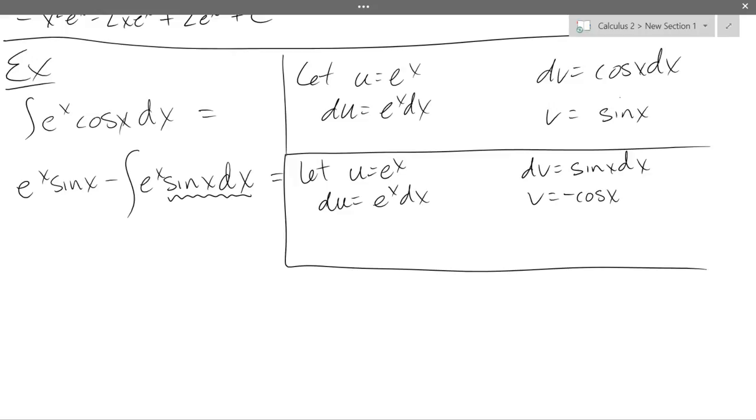So I did my guess and check antiderivative on sine. I guessed cosine, but it should be negative cosine. So go ahead and make that substitution.